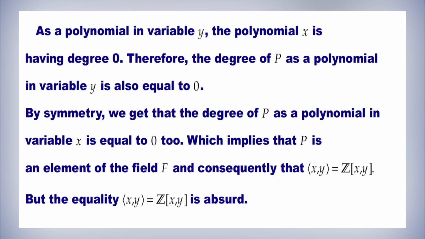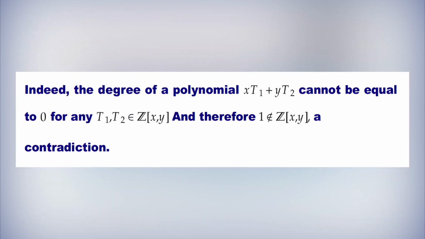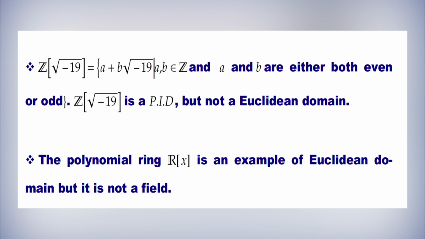But the equality, the ideal generated by x, y is equal to Z[x, y], is absurd. Indeed, the degree of a polynomial x t1 plus y t2 cannot be equal to 0 for any t1, t2 belonging to Z[x, y], and therefore 1 does not belong to the ideal generated by x, y. This is a contradiction.